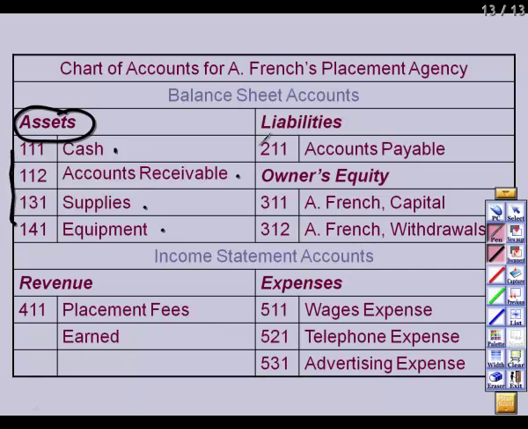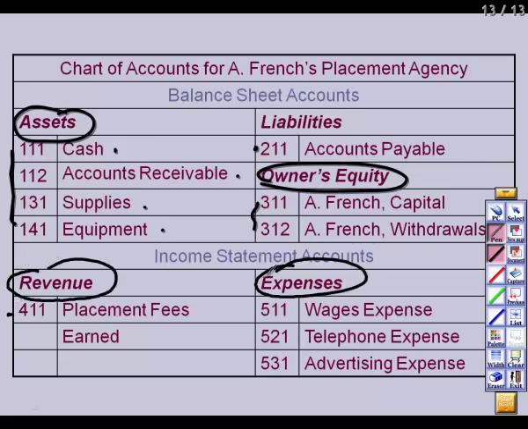All your liabilities should have the same thing. They should all be labeled with a different number. Owner's equity will have the same thing. These all begin with 300. Revenue, same thing, begins with 400, and your expenses, the same thing, they begin with a different number.